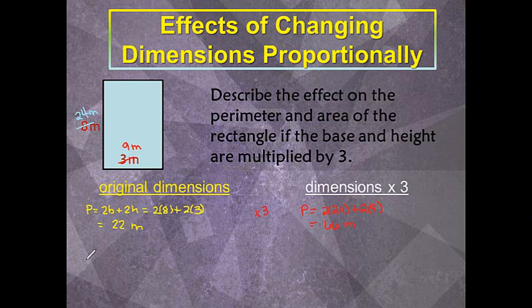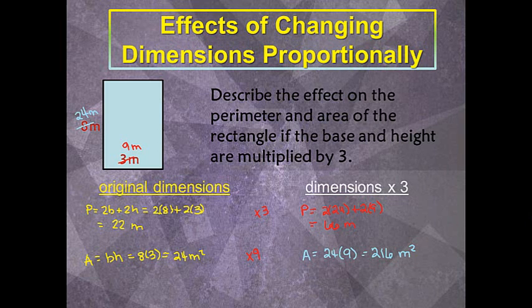So let's take a look at the area. Remember, the area is base times height, so my original area would be 8 times 3, or 24 square meters. Once my dimensions are tripled, 24 meters times 9 meters, and that's 216 square meters. So comparing that with my original, 216 over 24, I realize that my area is multiplied by 9 to get to my new area.